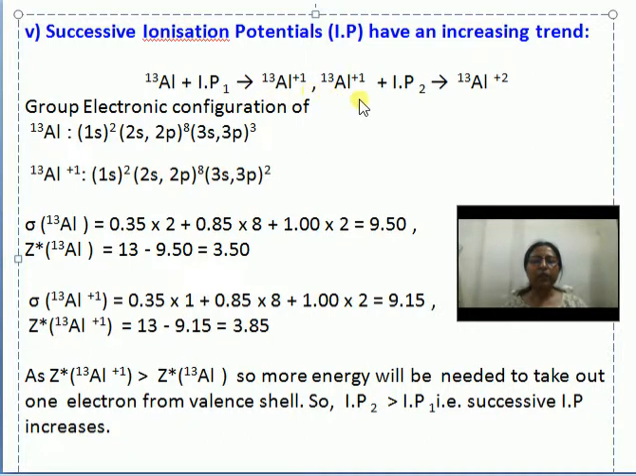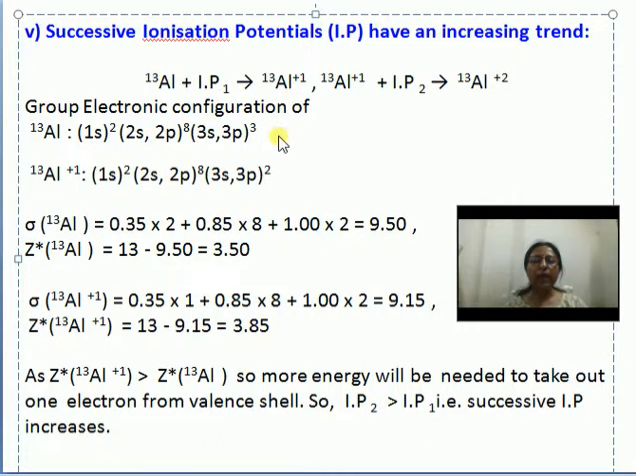And when this unipositive ion is again supplied with IP2, that means the second ionization energy or ionization potential, it will give rise to aluminium plus 2 ion. So we have to show that the successive ionization potential energy is more. That means IP2 will be more than IP1. So how are we going to tell?